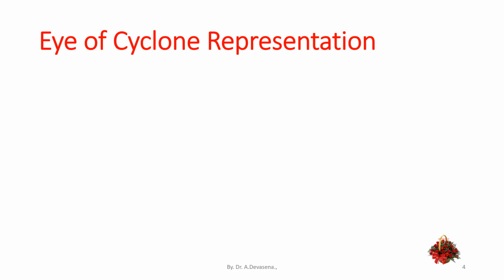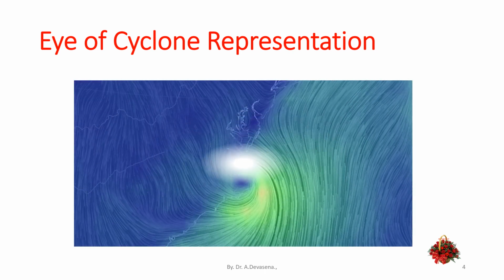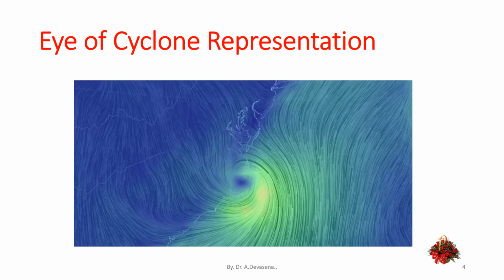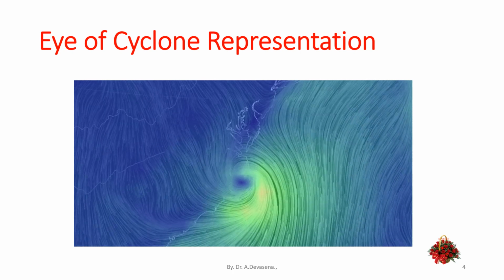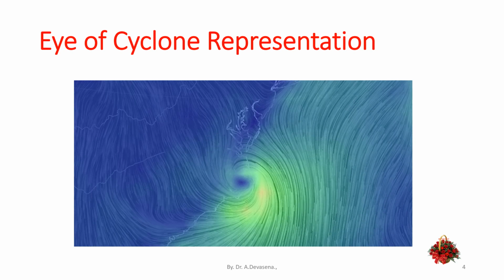The representation of eyewall, warm, moist air, descending air, and low pressure creation is shown in this diagram. Eye of cyclone representation is shown below. Here is a representation of the eye of the cyclone. The center indicates the cyclone's eye.